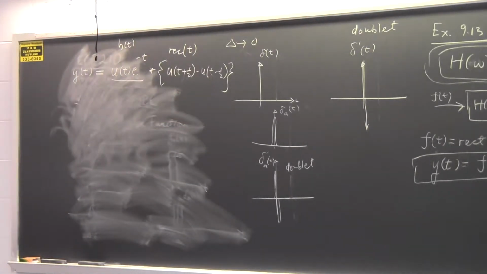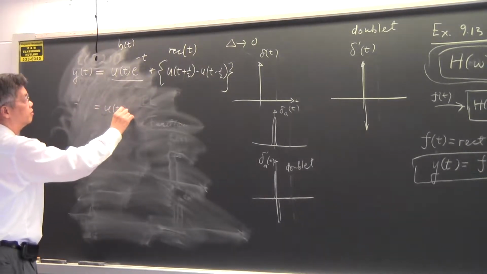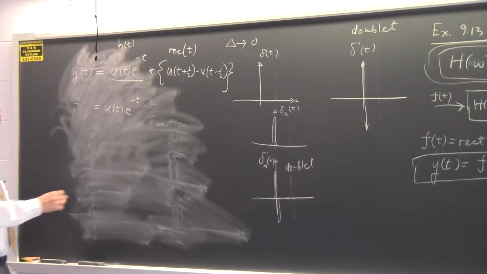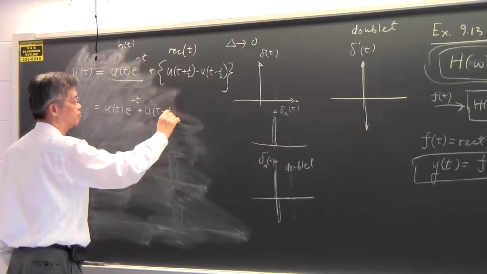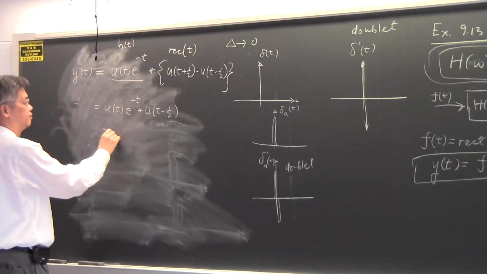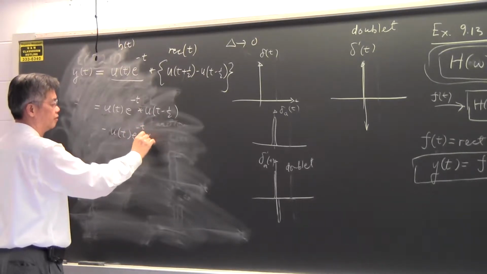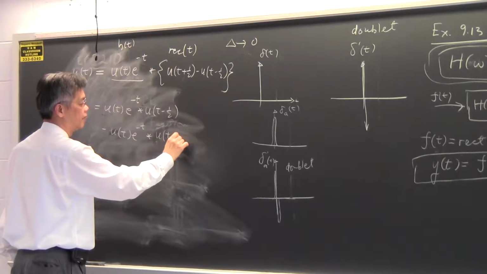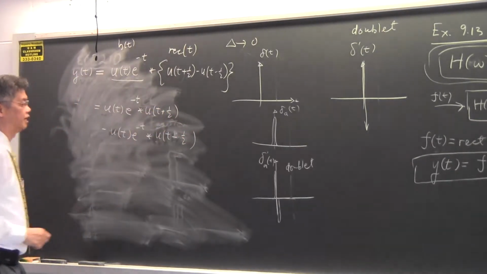Okay, this is great, and by the distributive property of convolution, you can distribute this over two of them. Minus u of t convolving with u of t, or t minus half, sorry. T minus half and t plus half there.